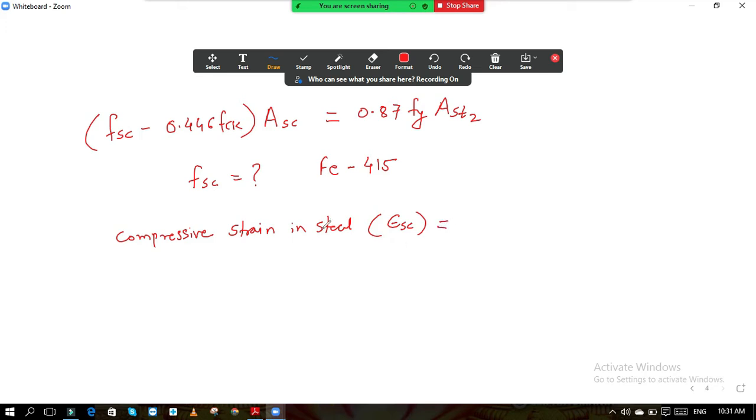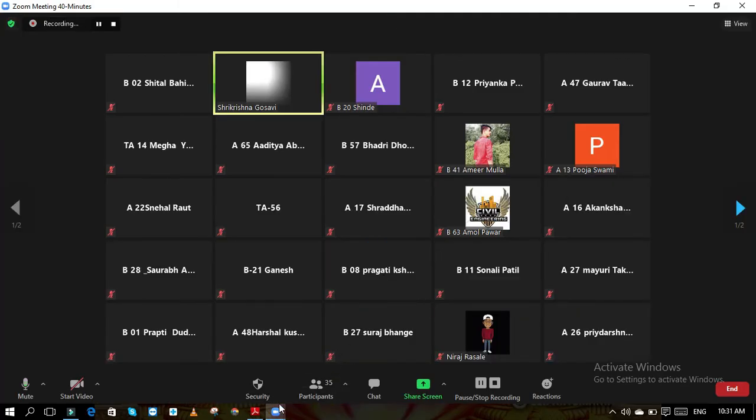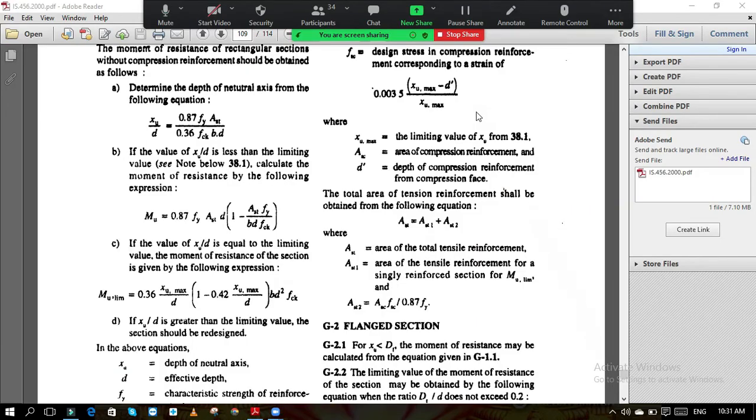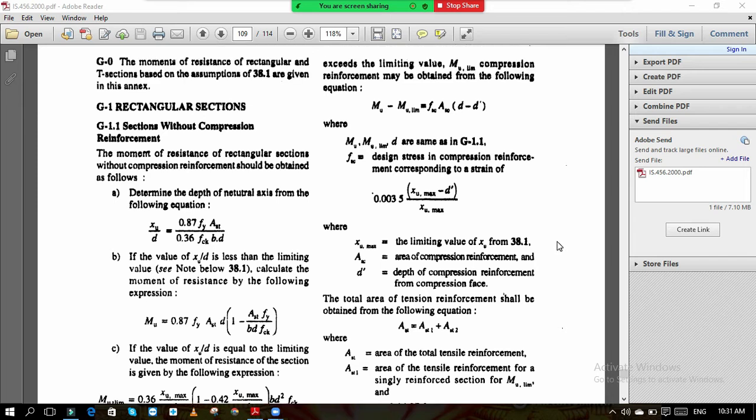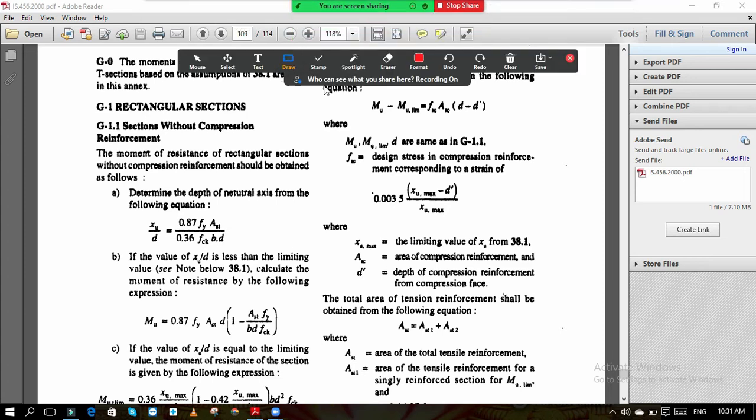If you have the IS code with you right now, open page number 96, G-1.2. Let me open the IS code. In this IS code you can see the formula which is given over here. Almost every formula is there in the IS code, there is no need to learn anything by heart. See this formula, this is the formula for the strain.